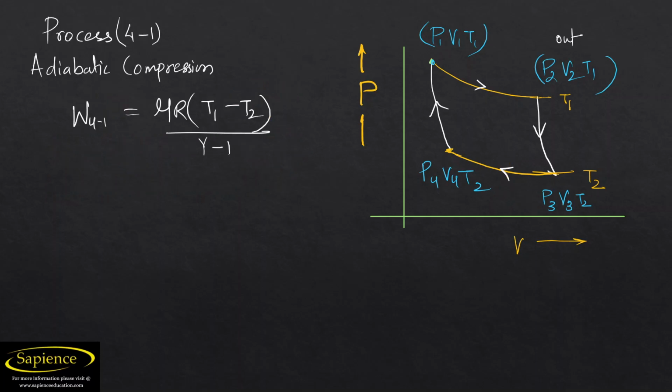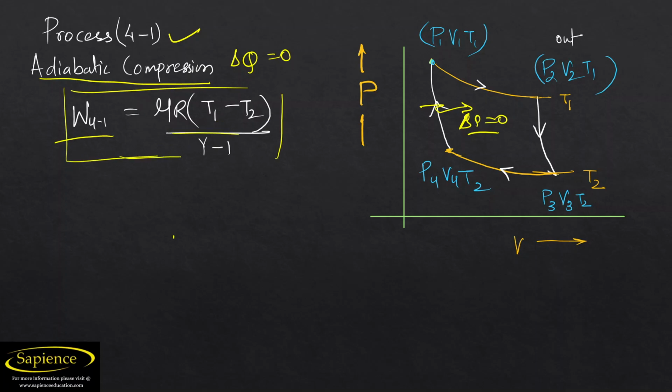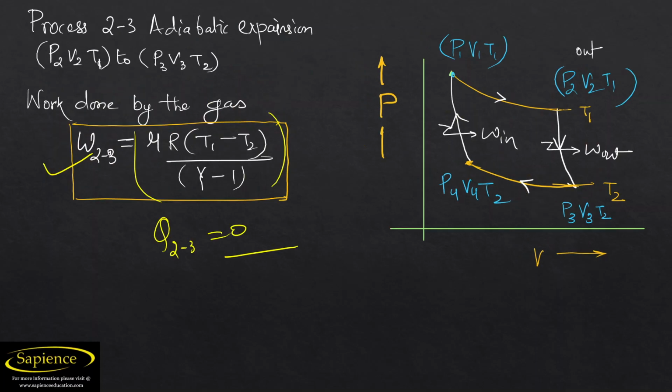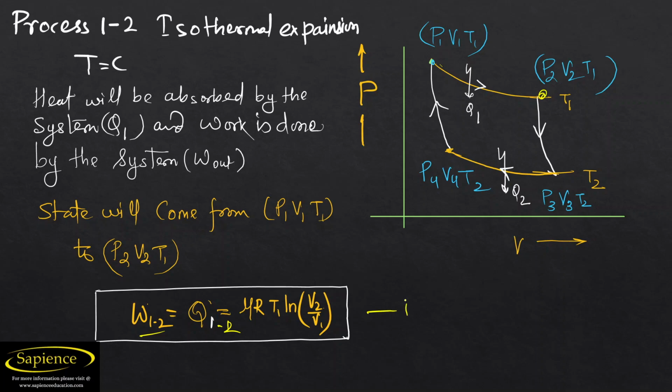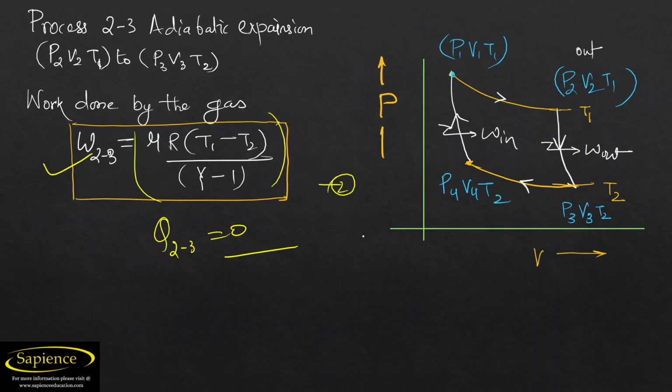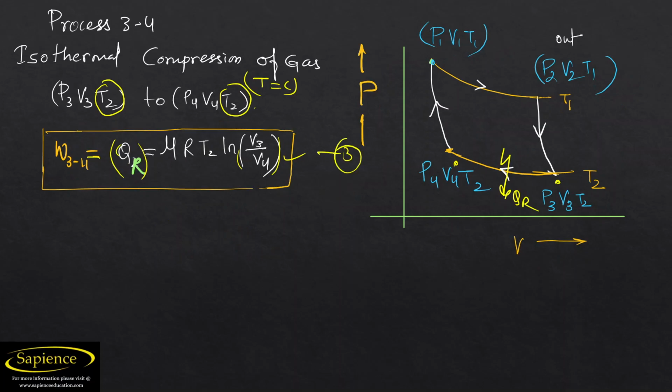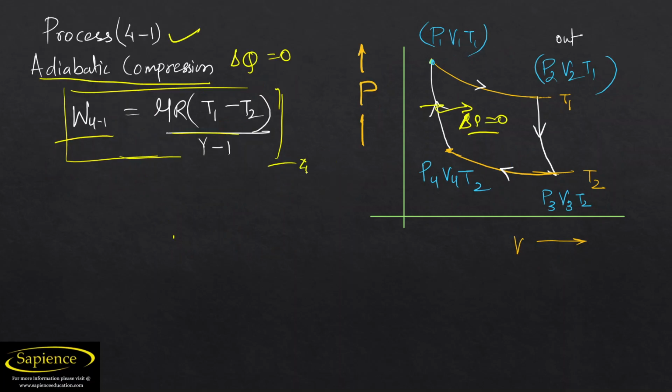Now let us think about process 4 to 1. This is process 4 to 1, where it is an adiabatic process, that is, change in heat is equal to 0. Delta Q is equal to 0. So work done from 4 to 1 will be equal to what? Same, mu R (T1 minus T2) divided by gamma minus 1. So how many equations have we got? This is equation 1, this is equation 2, this is equation 3, and this is equation 4. So we have got these 4 equations.